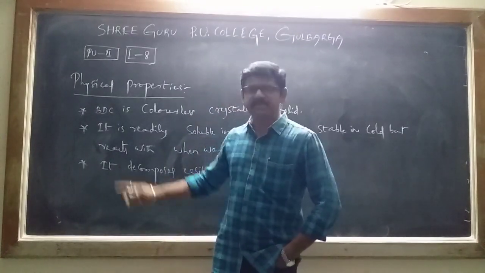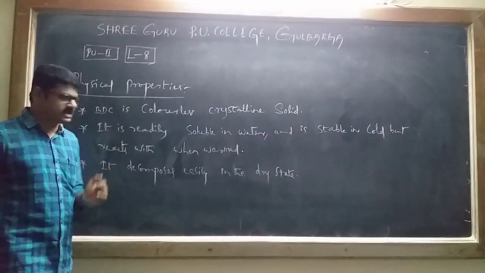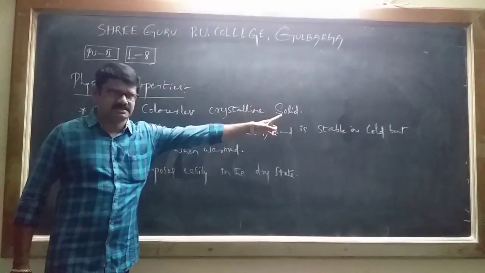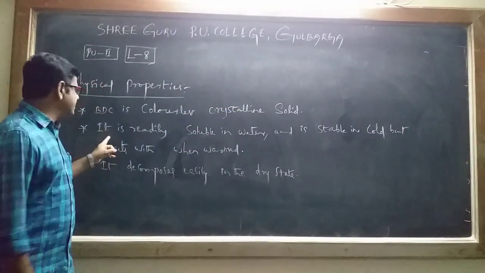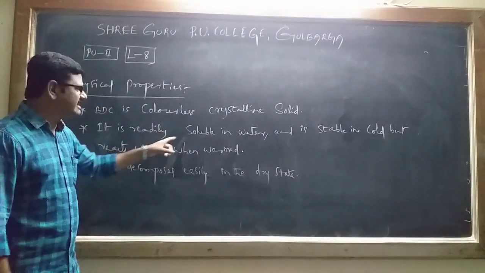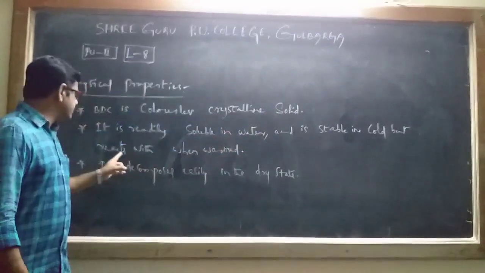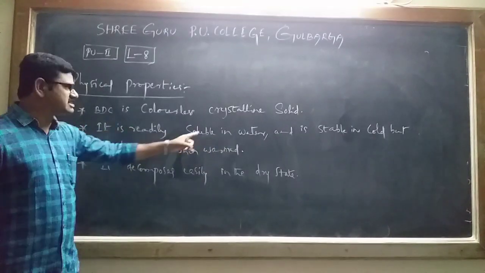The physical properties are like this. The first physical property: benzene diazonium chloride is a colorless crystalline solid. Second point, it is readily, nothing but easily, soluble in water, and it is stable in cold and reacts when warm. I'll repeat. It is readily soluble in water.